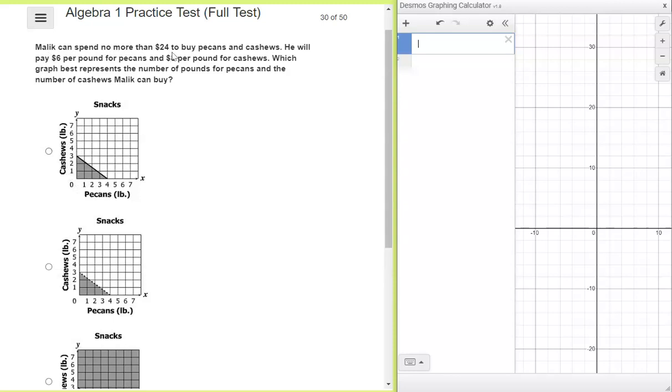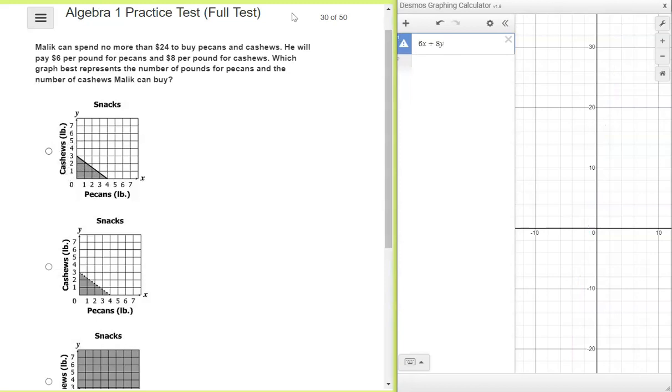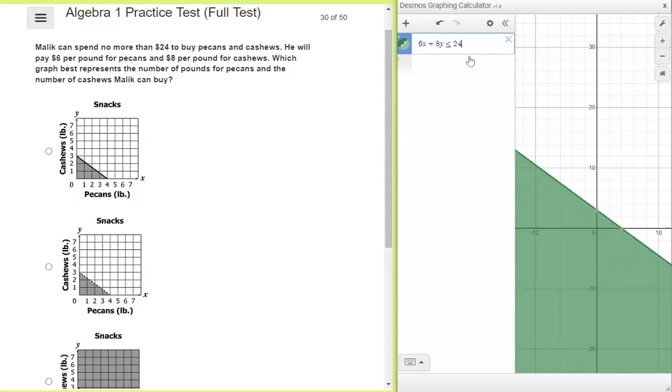So if he can spend no more than $24, let me go ahead and put $6 times, for pecans it's X, so I'll just put 6X here, plus you have $8 per pound for cashews. I'm going to put Y because it's on the Y here. And then whatever he spends has to be less than or equal to $24. He cannot spend more than that.